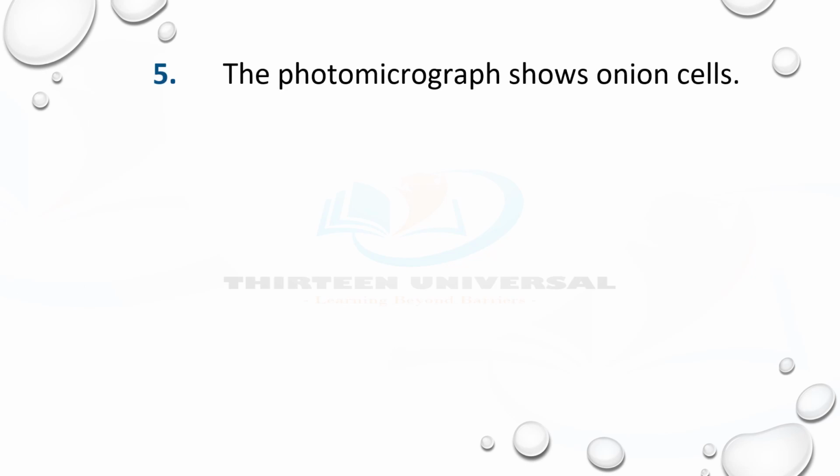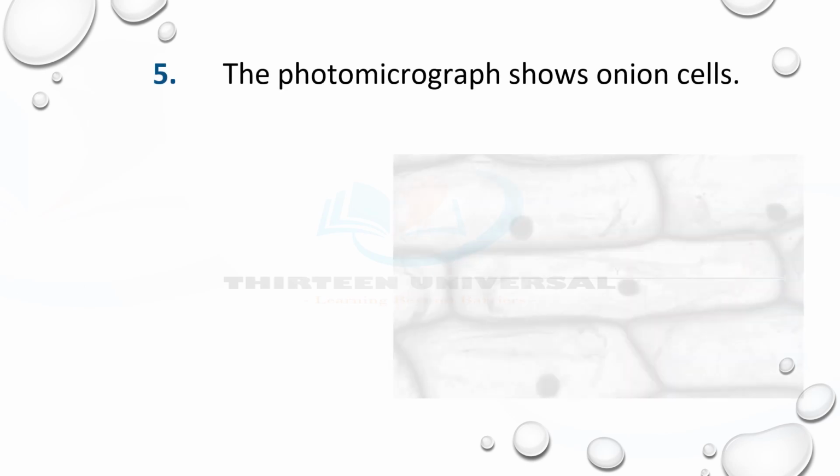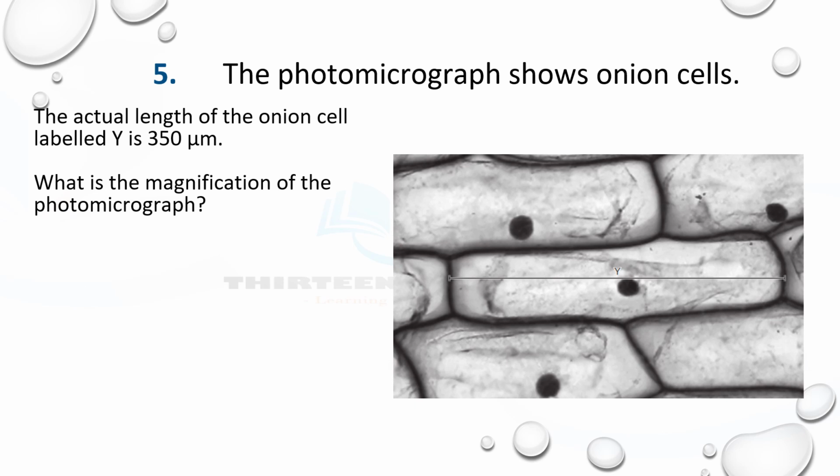Next question. The photomicrograph shows onion cells. The actual length of the onion cell labeled Y is 350 micrometers. What is the magnification of the photomicrograph? Don't forget, guys, they are asking you for magnification. You know how we do it. Pause this video and try solving this question.